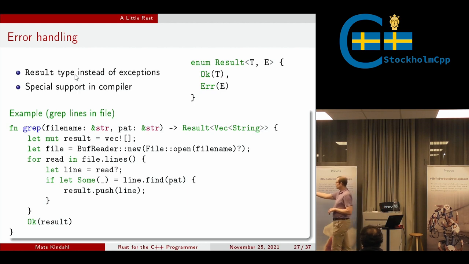One thing that Rust does is it doesn't require return. The last value in the function is actually the return value. So you can skip the return. But return exists if you want to return early.